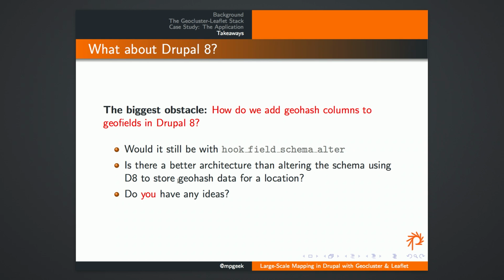So in Drupal 7, we had to apply a patch to core to allow hook field schema alter to be implemented. And then Geocluster implements this and spins through the database, and any geofield field data, it adds the Geohash columns.